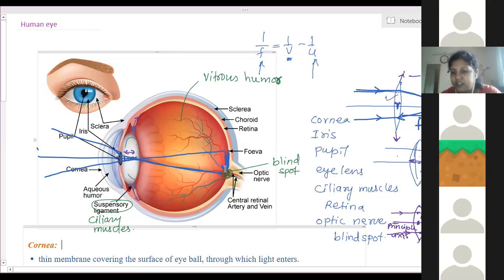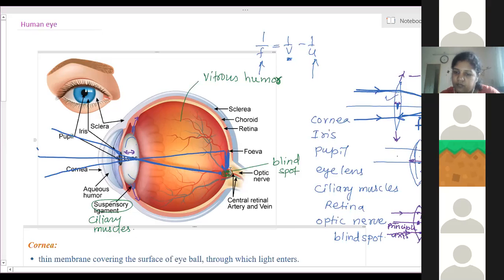And the blind spot is the place where the optic nerve enters the eye. At this place, rods and cones are not present. So any information of the image formed at this position cannot be converted into electrical signals, so the brain can't receive that information. Therefore, you can't see anything at that place. If any image is formed at this place, the brain can't receive the information about that image, and therefore you can't see it. So this place is called the blind spot.